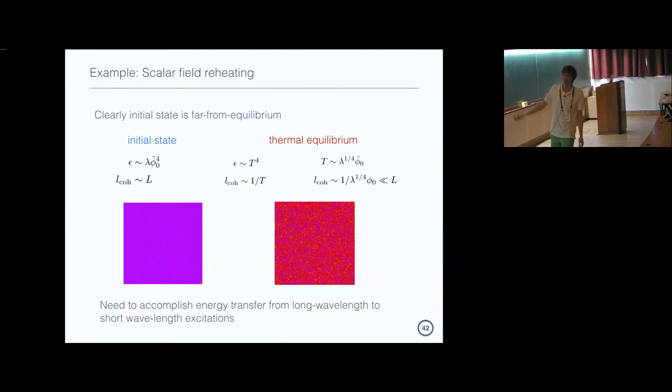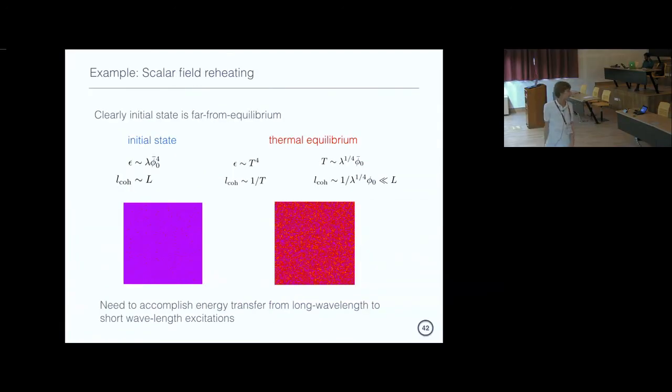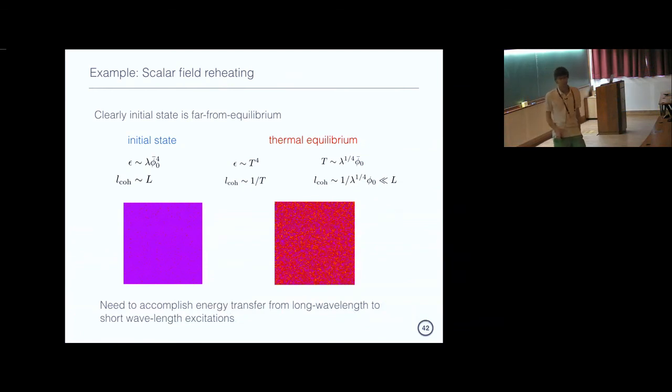And so here's a visual way to see this. These are eigenmodel simulations here. In the initial state, we have this huge field spanning the entire space, whereas in thermal equilibrium, we have all these short-range fluctuations. And so what has to happen during this thermalization process is that the energy that's initially inside this homogeneous field has to be transferred from this long wavelength excitation to the much, much shorter wavelength excitations that are there in equilibrium.